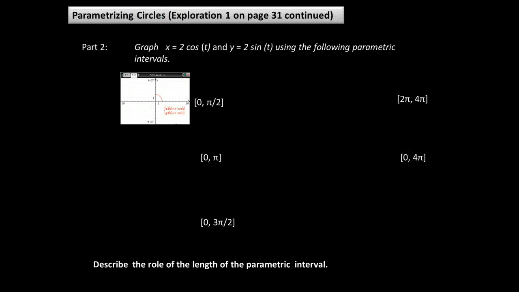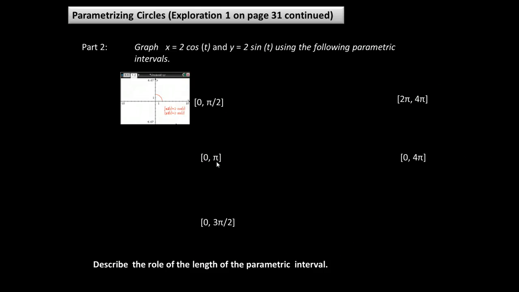Okay, let's continue on with our exploration. We're going to graph x is equal to 2 cosine t and y is equal to 2 sine t. First we're going to do it over the interval from 0 to pi over 2. And you can see when we do that, right here is the graph, and we get kind of a quarter of our circle there.